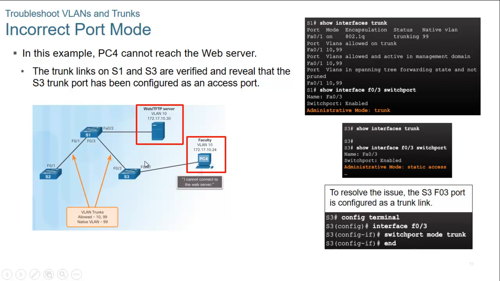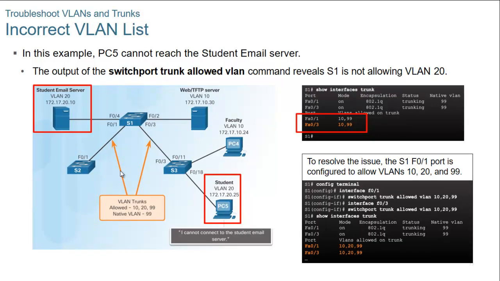Incorrect VLAN list. In this example, PC5 cannot reach the student email server. The output of the command show interface switchport trunk allowed vlan reveals that S1 is not allowing VLAN 20.